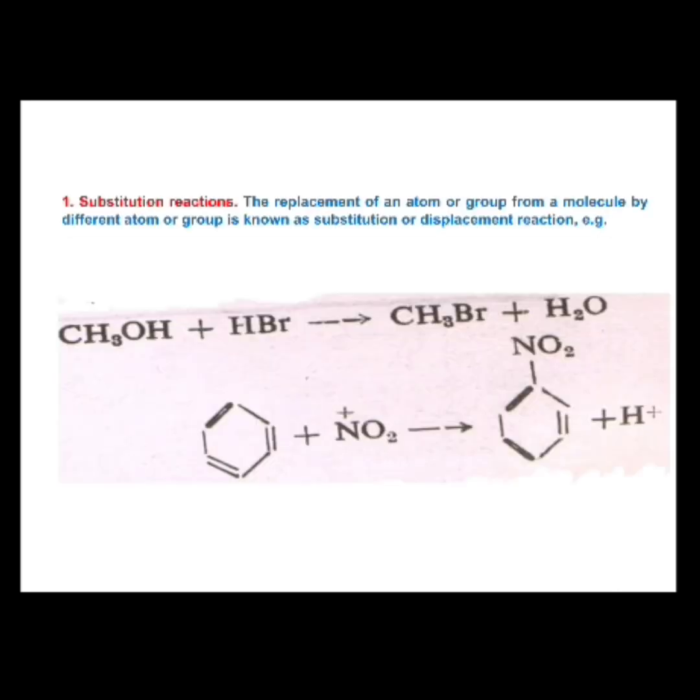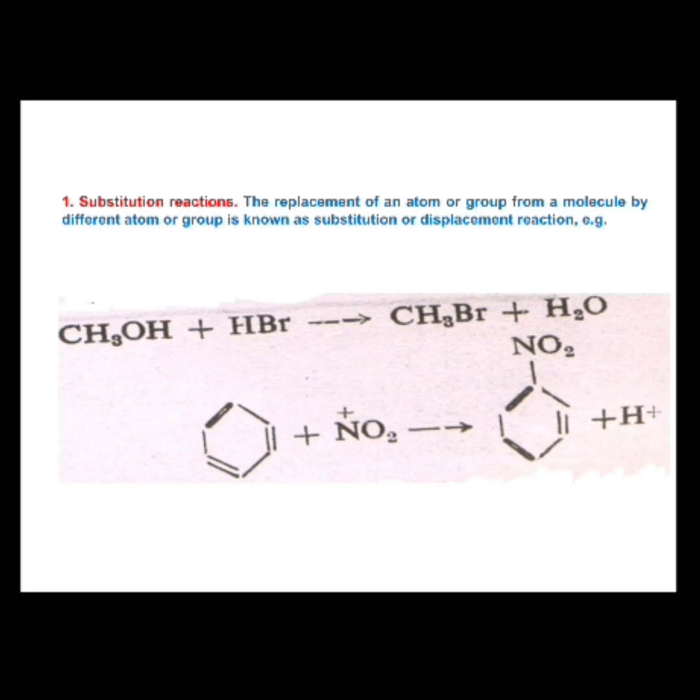Let us see about substitution reaction. It is also called displacement reaction. Substitution reaction means replacing one atom or group from a molecule by a different atom or group. For example, here I have given 2 reactions. In the first reaction, when we react methanol with hydrogen bromide, methyl bromide will be formed and water will be released. Here the OH group is replaced by a bromide ion.